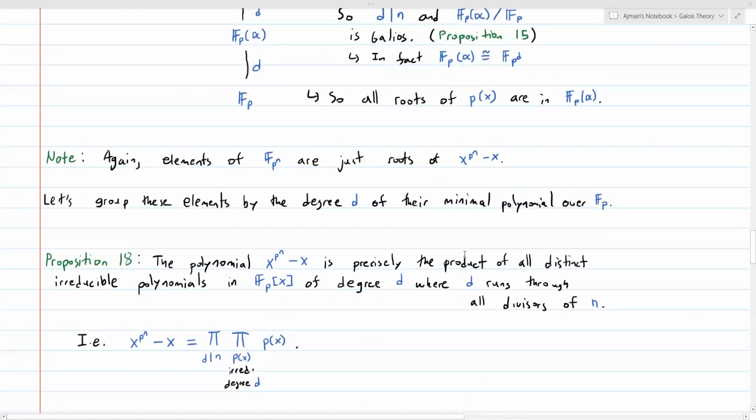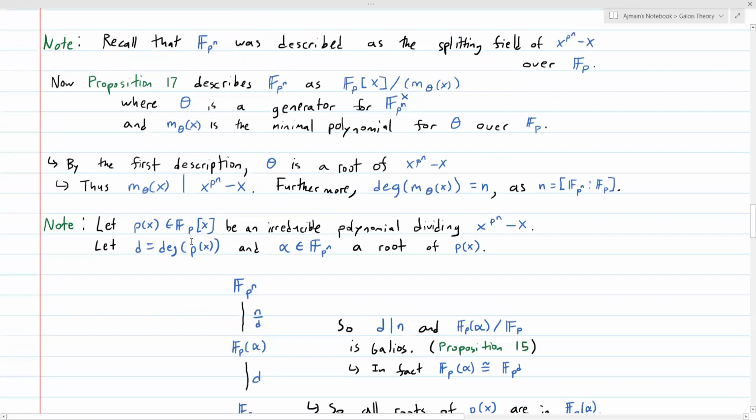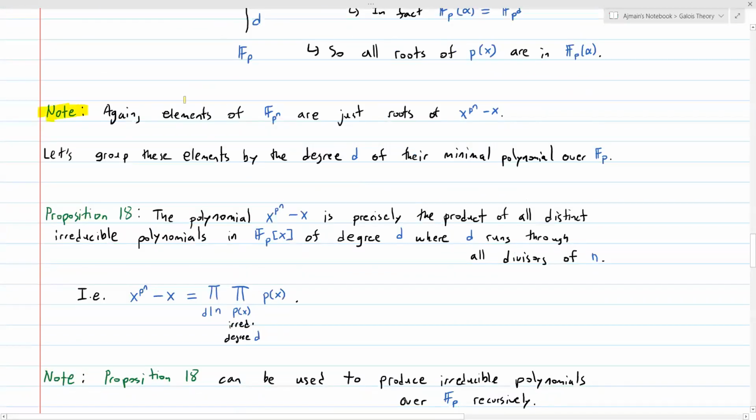So the proof of proposition 18 is really just these three previous notes. Mainly it's this one, where we're taking the roots of this guy. So let's look at this polynomial x to the p to the n minus x, and write it as a product of monomials, x minus the roots alpha. But now we're going to look at each of these terms, and if they're in the same grouping, where we're grouping these elements by the degree d of their minimal polynomial, then we take all of those and multiply them together, and that product will give you this minimal polynomial of degree d. So what happened was we factored this guy as a product of minimal polynomials.